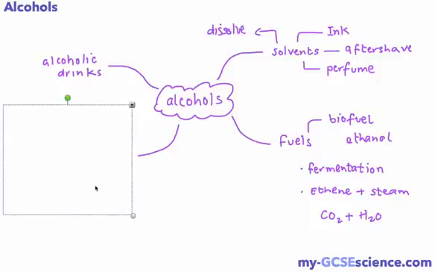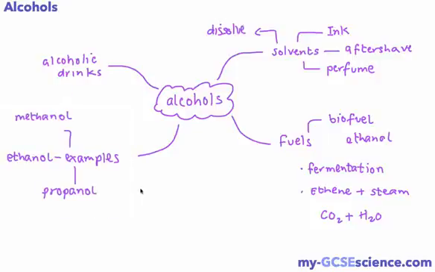The last thing is that we need to know a couple of examples of this family of chemicals called the alcohols, and those three are methanol, ethanol and propanol, and we're going to have a look at those in a little bit more detail right now.